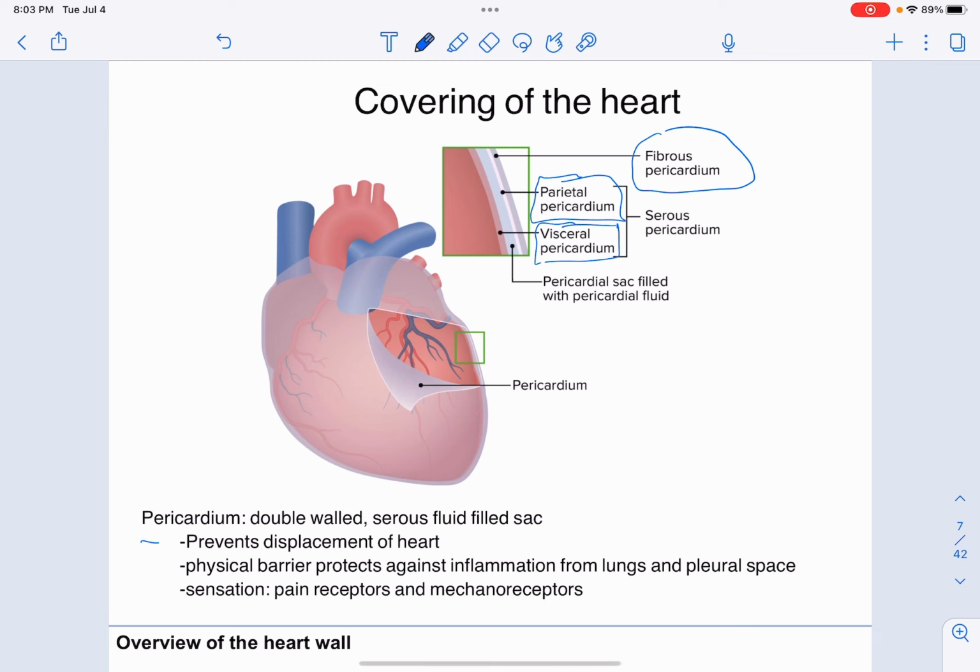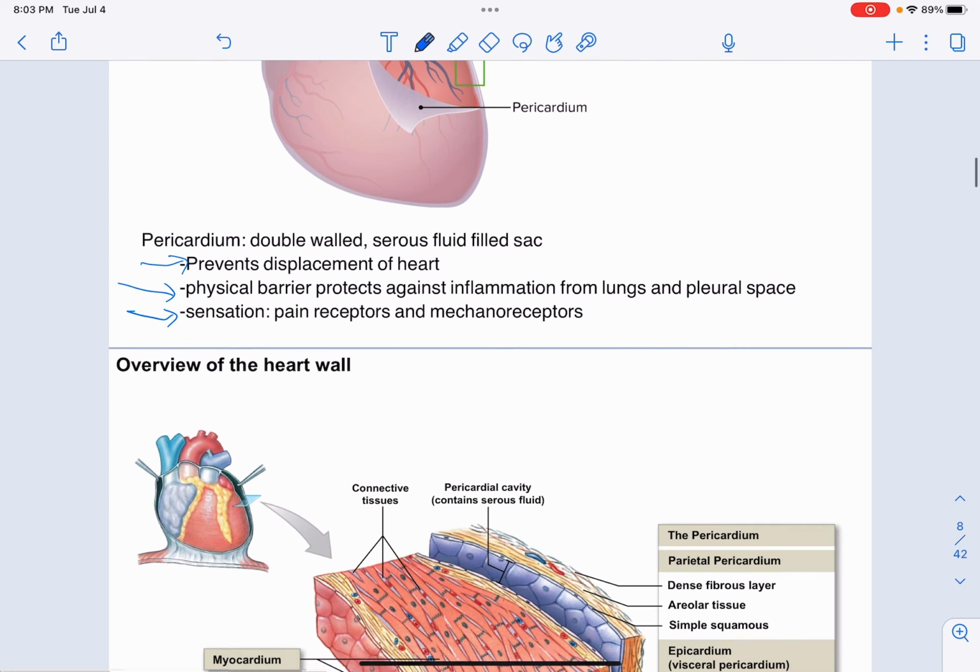This pericardium, as I was explaining, is going to prevent displacement of the heart. It's going to keep it within the walls of that pericardium, so it's going to act as a physical barrier. It's going to protect it from getting infected from pathogens or anything that shouldn't be there, and from inflammation. And then there are also some pain receptors and some mechanoreceptors, as we talked about when we had our sensory lecture. Okay, so this is going to help monitor what's happening in the heart.